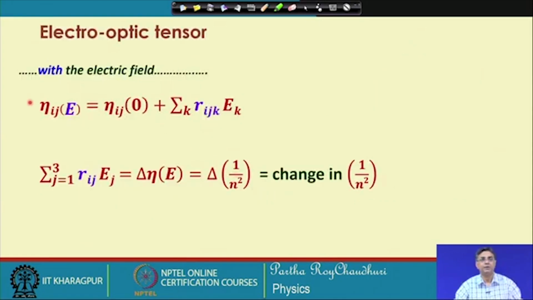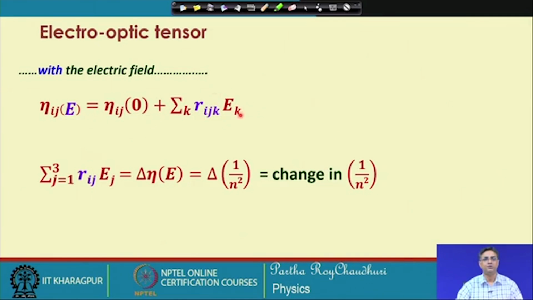With the electric field, we have seen that in terms of the impermeability tensor, the impermeability in the presence of the electric field is equal to the impermeability in the absence of the electric field plus this Pockels coefficient multiplied by this electric field. So, this will give me the new impermeability tensor, but we need the change in the impermeability, that is the difference, eta ij(E) minus eta ij(0). This difference we need, then we can calculate this quantity.